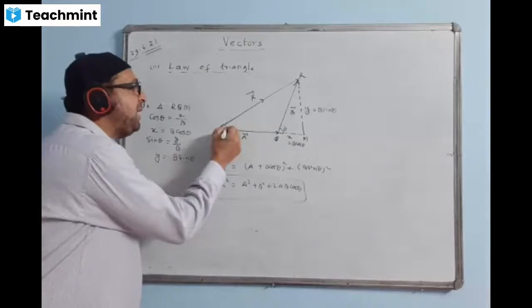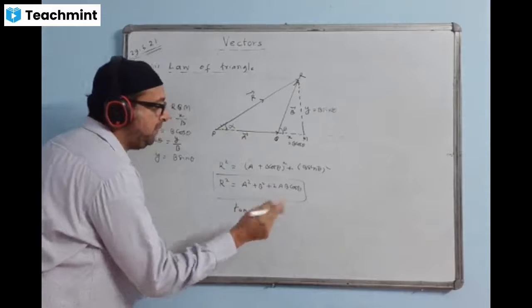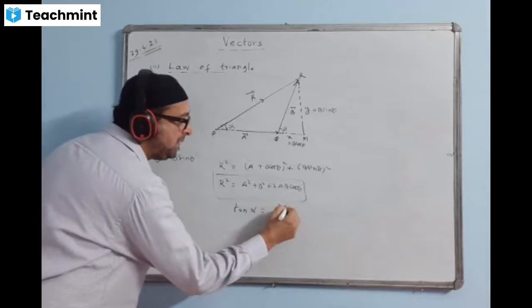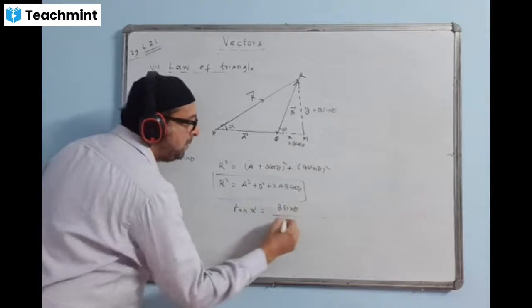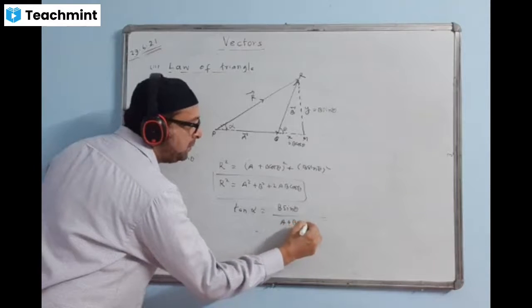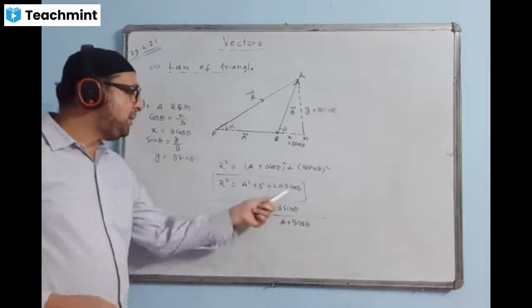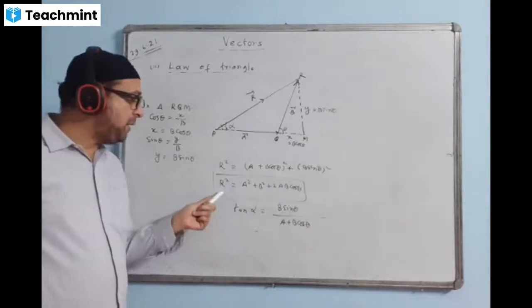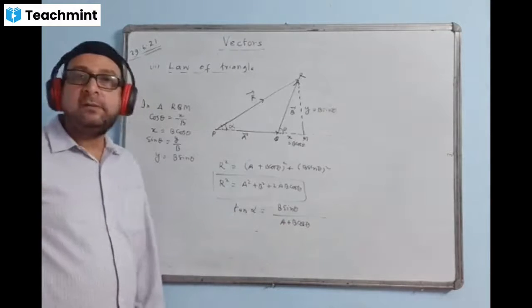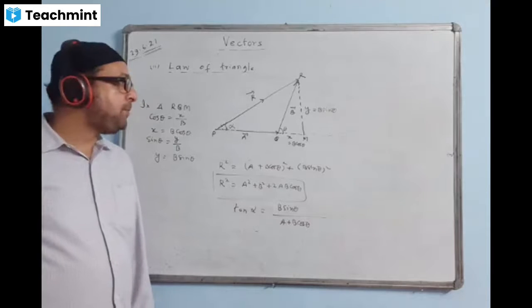Angle also we find, alpha angle. Here is the angle alpha. Tan alpha value will come the same as what we had done before. It was coming, that is B sin theta by A plus B cos theta. Same value will come. R square value will be this, tan alpha value will be this. So the magnitude and alpha will give the direction. The rest of the thing remains the same.